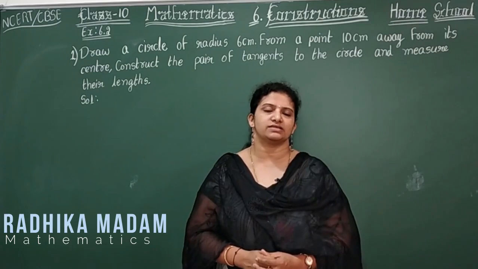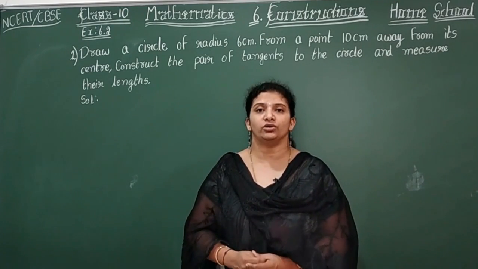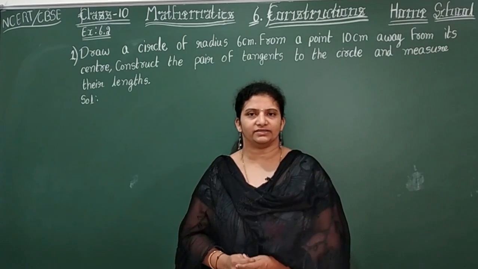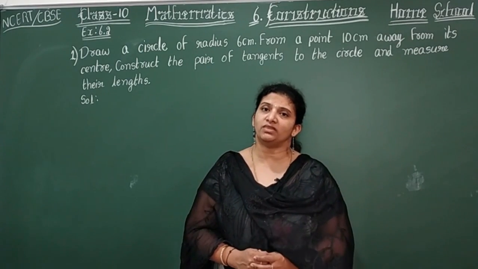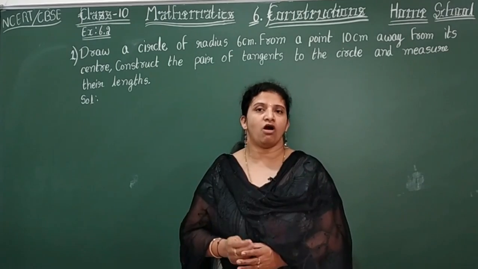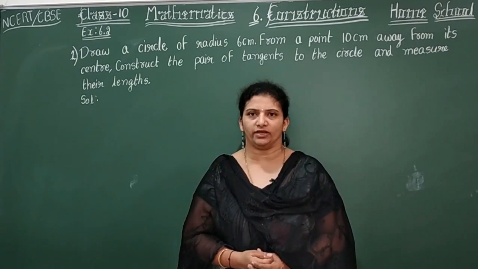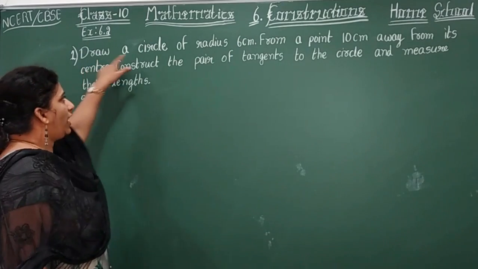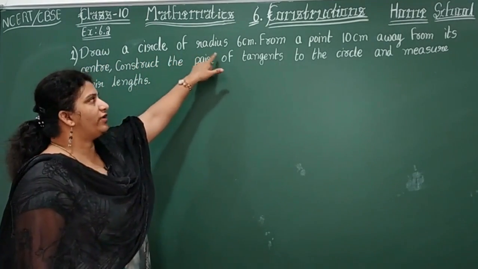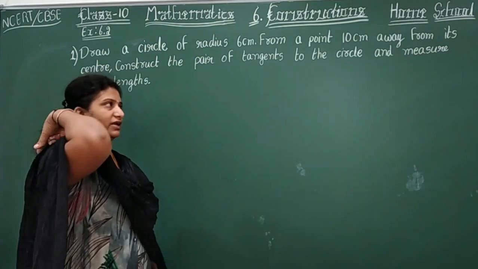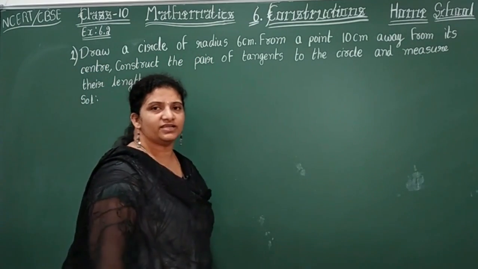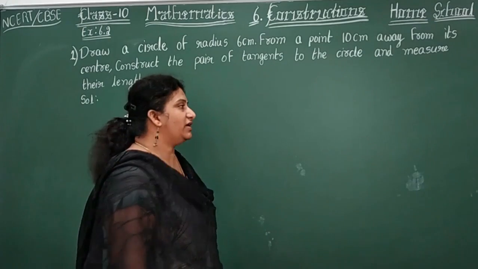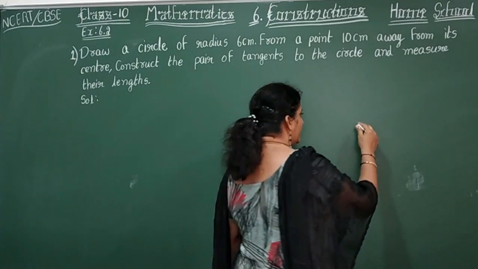Here in this exercise, what we are going to do? We are going to draw a circle. For that, we are going to draw tangents either from the circumference or from the external point. So let's see the first problem here. Draw a circle of radius 6 centimeters. What did you understand here, children? Draw a circle of radius 6 centimeters. So draw a circle here.